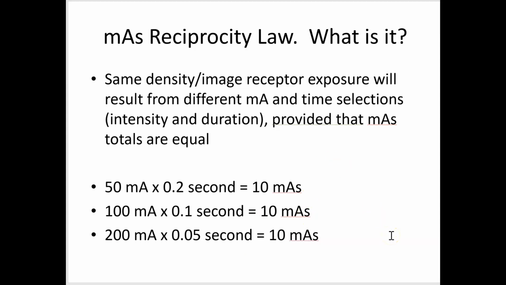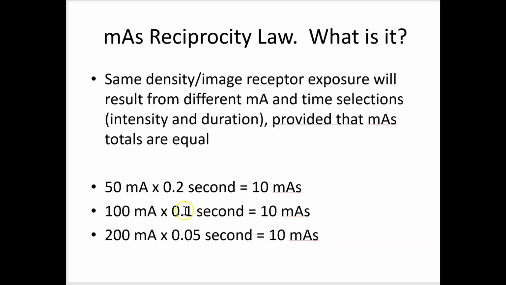All right, with mAs comes the reciprocity law. You should know the definition for that. I would guess that there'd be a question about it on the registry. So what does it mean? You will get the same density or image receptor exposure even if you use different combinations of mA and time, as long as your total mAs is the same.